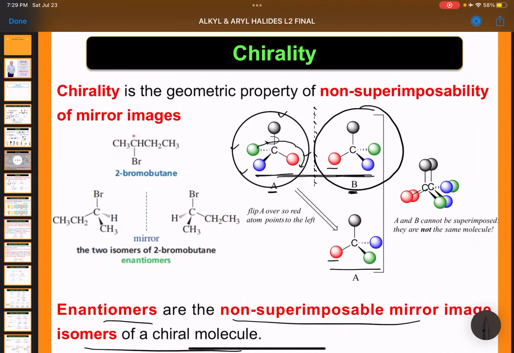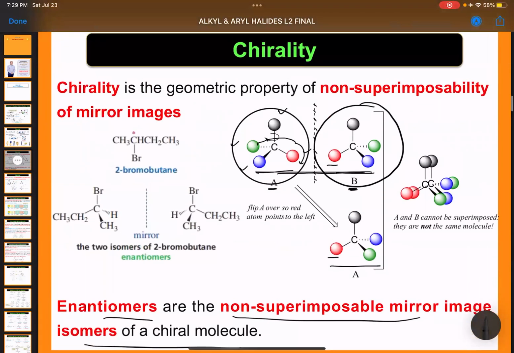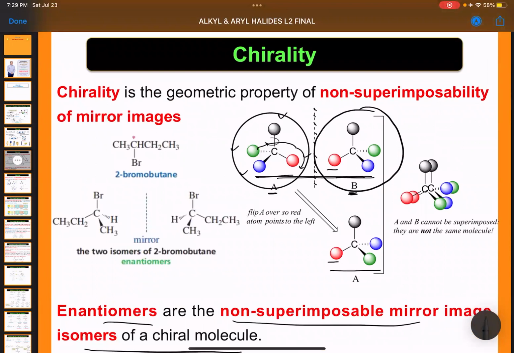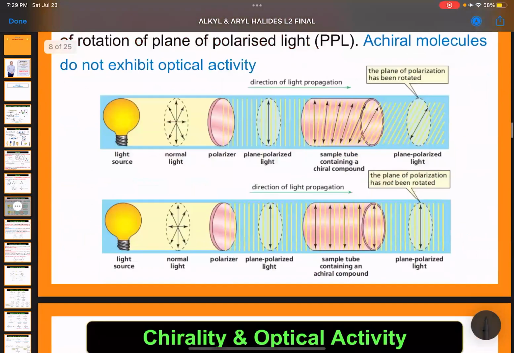So they are non-superimposable on one another. The other property which is different for both of them is that they both exhibit optical activity, right? Optical activity is a phenomenon. Chiral molecules are optically active.